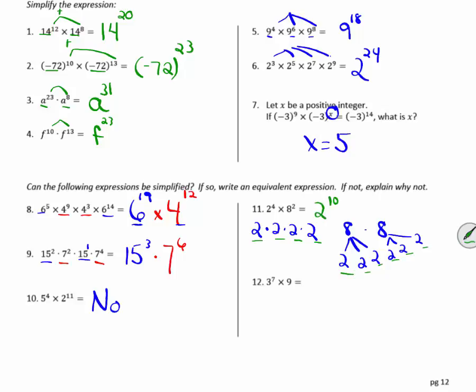That one was a little bit more challenging. Same idea down here. I know that 9 can be written as 3 times 3. So if I have 7 3's here and 2 more, 7, 8, 9, 3 to the 9th. All right, let's try the next page.